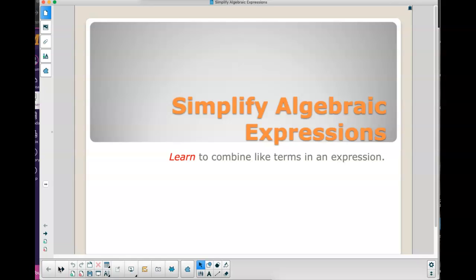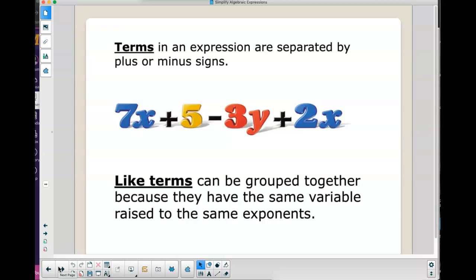So, on the second slide, it says terms in an expression are separated by plus or minus signs. In this expression, 7x plus 5 minus 3y plus 2x, how many terms are there? Izzy? 4. There are 4 terms. Everybody agree with that? Okay, 7x is a term, 5 is a term, 3y is a term, 2x is a term. Like terms can be grouped together because they have the same variable raised to the same exponent. So remember, when they're like terms, they have to have the same letter with the same power.